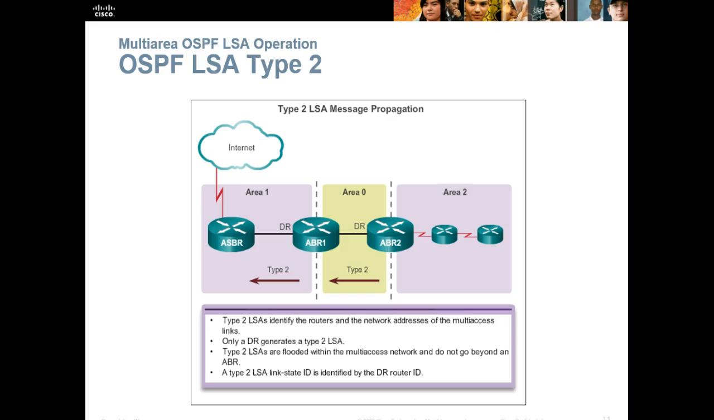And here we go into LSA type 2. These are the routers and network addresses of the multi-access links, just the multi-access, the ones connected by Ethernet. We see these over here in area 1, a multi-access network, and area 0 in this case is as well. So LSA type 2s are just the multi-access. And remember, the DR, the designated router, and the BDR, only the DRs share the information with type 2 LSAs. The other routers don't need to because they're not the DRs.